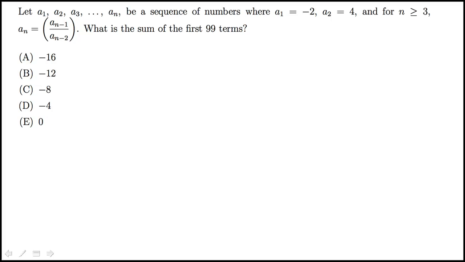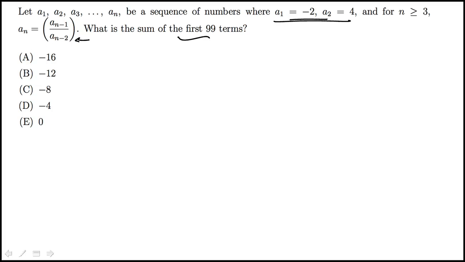So here we have a sequence problem where we're given the first two terms of a sequence, and then we're given this rule, and then the question is asking us to find the sum of the first 99 terms. Now the key thing to recognize is that whenever you're asked to find the sum of the first 99 terms or the 1000th term in a sequence, there has to be some sort of a pattern.